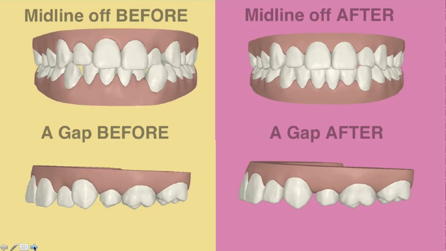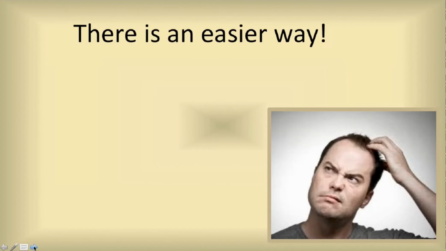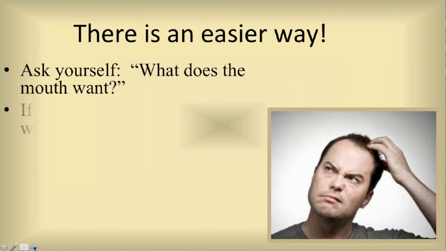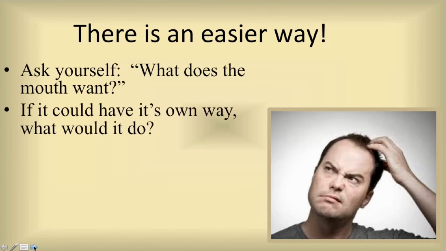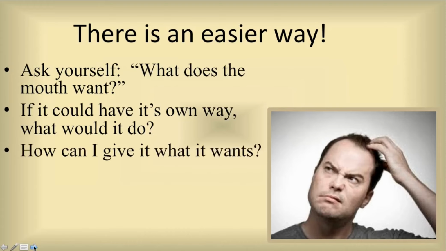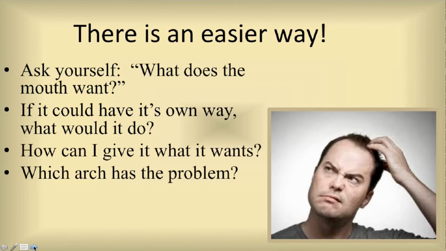I tried to ask him, what do you think the mouth wants? It was a much easier way than the way that he proposed, the way that I just showed you. What does the mouth want? If it could have its own way, what would it do? And how can I give it what it wants? That was the question that I asked him to ask. And which arch has the problem? Sometimes the doctor sees that the lower arch is the problem. It's too small. So what does he do? He shrinks the upper arch, which was not the problem there.